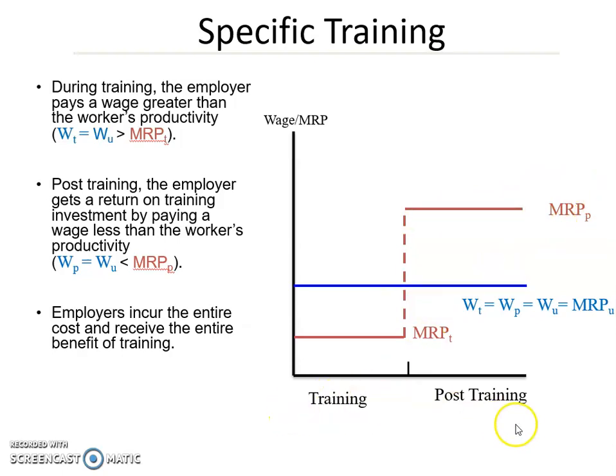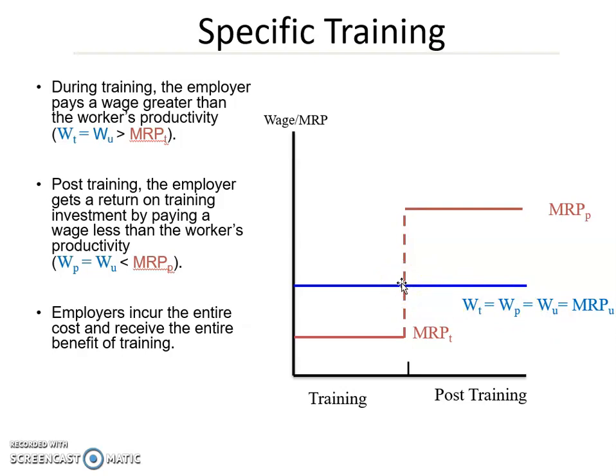Notice throughout the training and post-training, the wages stay the same. From the worker's standpoint, their training wage is the same as their post-training wage, which was the same as their untrained wage, which was the same as their original marginal revenue product. Now, what does this mean for the firm? It means that they reap the costs of this because they're going to take a lower marginal revenue product and continue to pay the training wage as the same as the untrained wage.